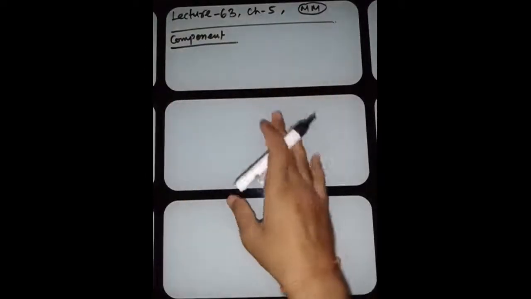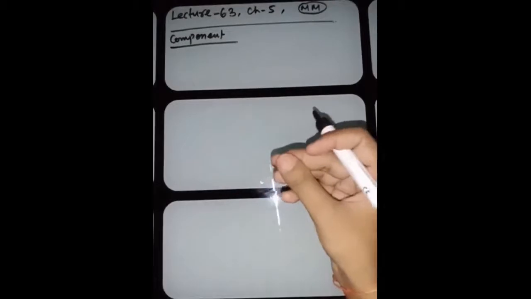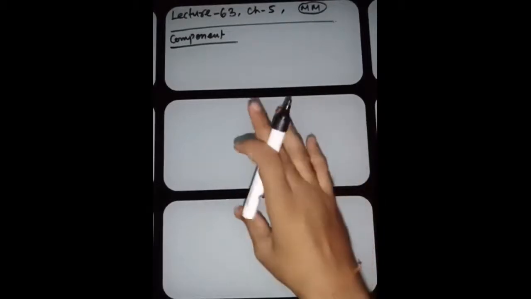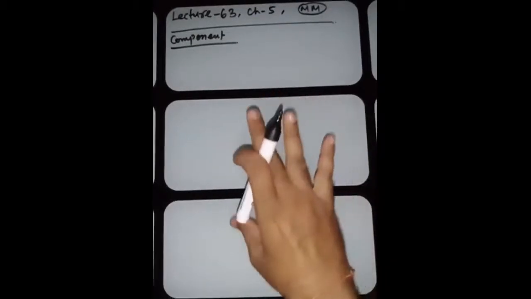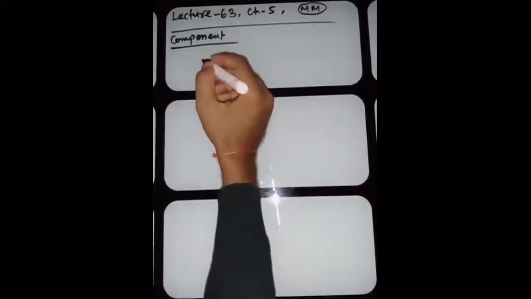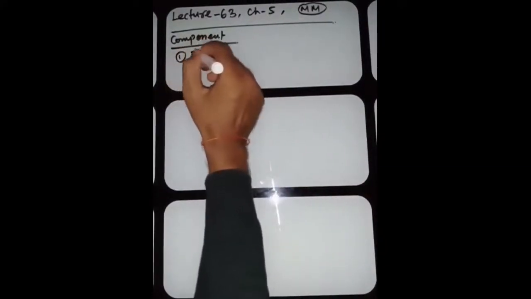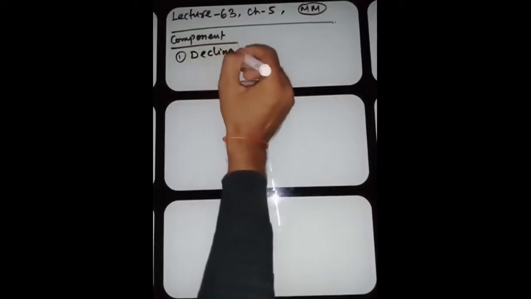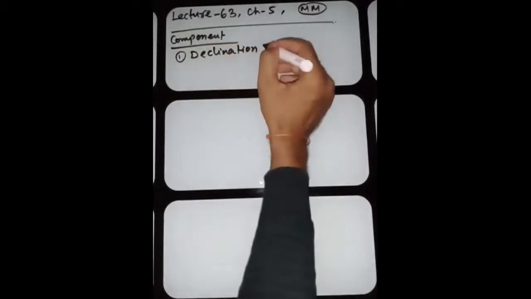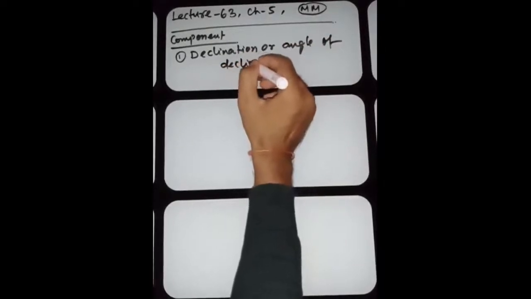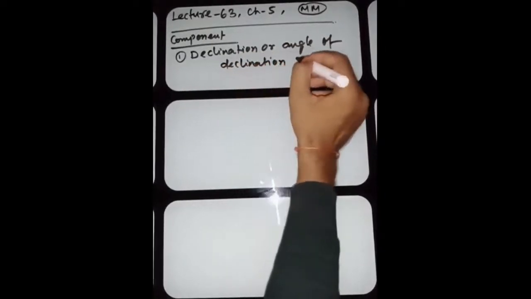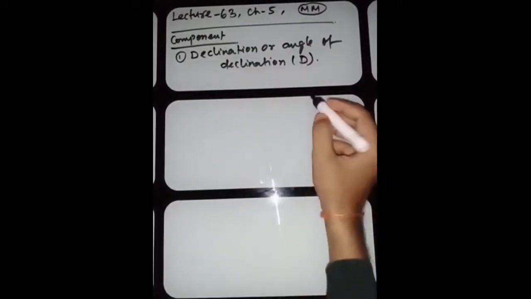Remember, as I told you, for describing the magnetic field of the Earth, we need to specify three components, and the first is declination, or you can say angle of declination. It is represented by D. In the diagram we have drawn, it was D. Kindly go through the last lecture.